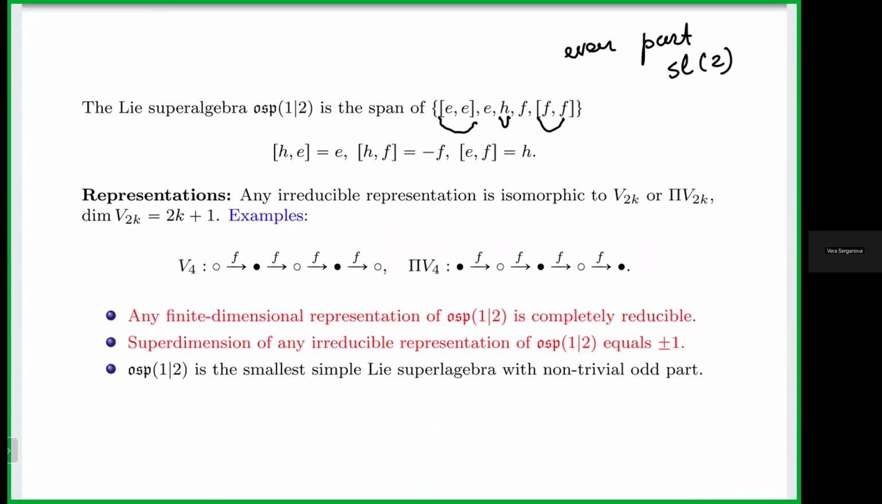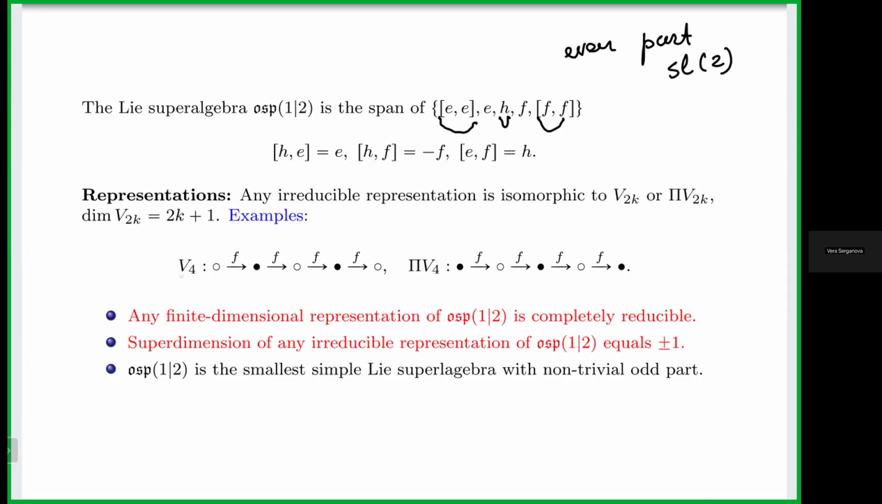So here is the picture. So I have this generator F, and we see how F acts. The picture, just any vertex, corresponds to the basis in my vector space. And so you see, a white circle corresponds to an even element of the basis, and a black circle corresponds, say, to odd. So one of the important things of the situation here is the superdimension of any irreducible representation of OSP1,2 is plus or minus 1.